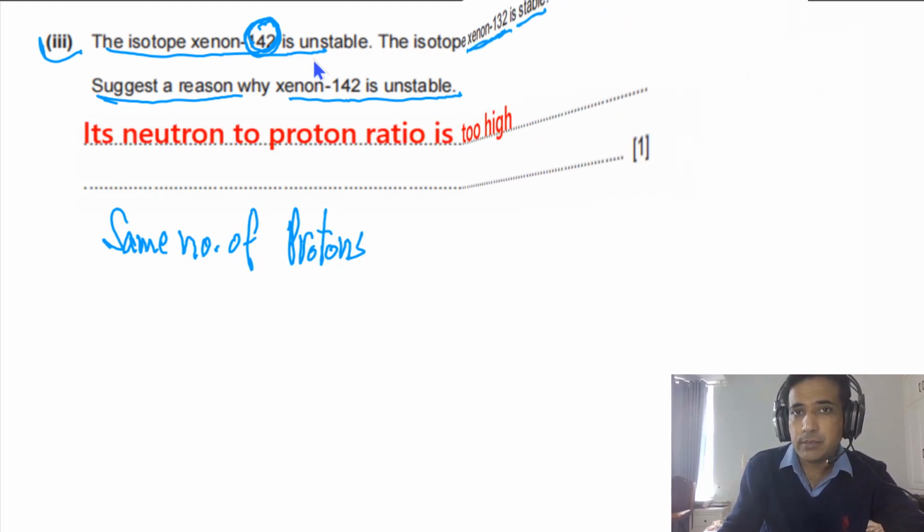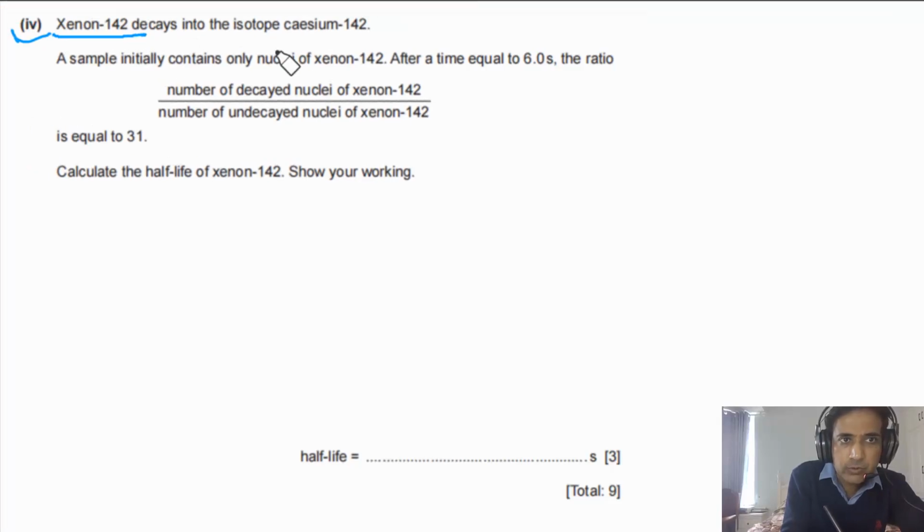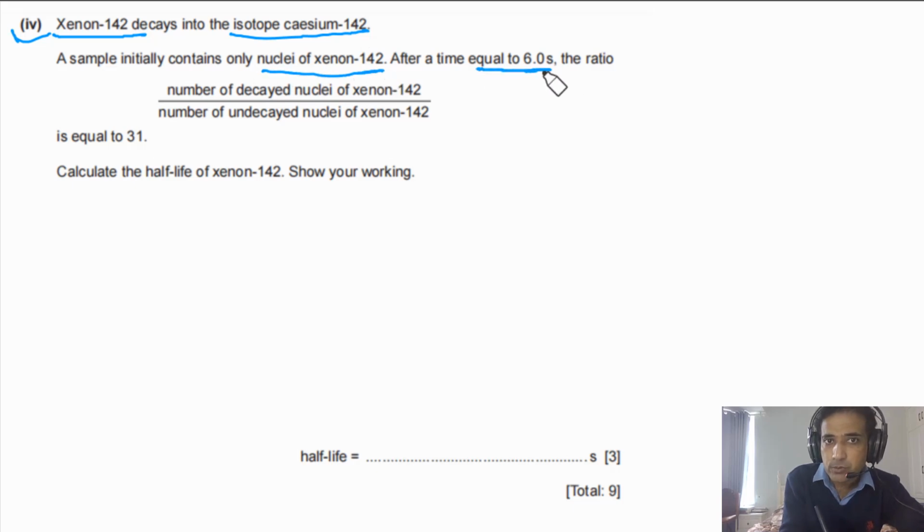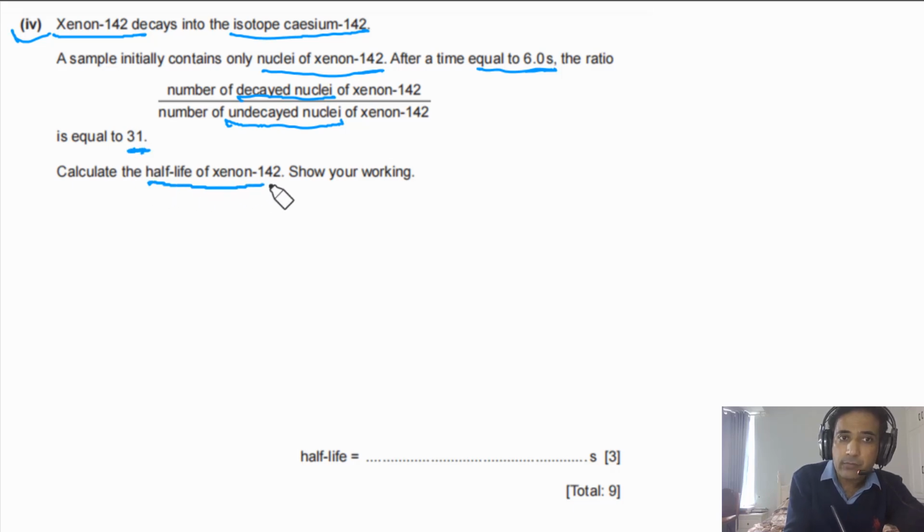So this is unstable. Part 4 says xenon 142 decays into the isotope cesium 142. A sample initially contains only nuclei of xenon 142. After a time equal to 6.0 seconds, the ratio between the number of decayed nuclei of xenon 142 and the number of undecayed nuclei of xenon 142 is equal to 31. Calculate the half-life of xenon 142. Show your working. This question is straightforward, but also very tricky if your basic concepts are not clear.